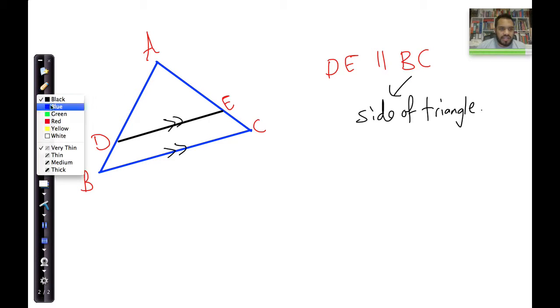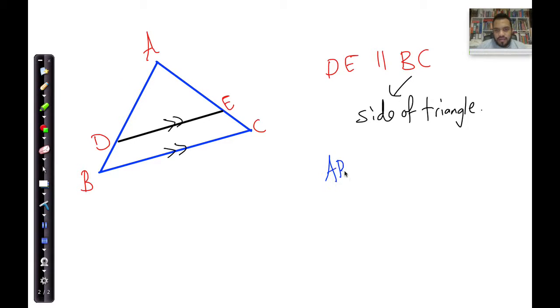So what does that mean? That tells us that the following ratios hold. The ratio of AB over AD is equal to, remember, I've got the entire side divided by this little side over there, the same as the entire side on this side, which is AC, divided by AE over there. That ratio is true.